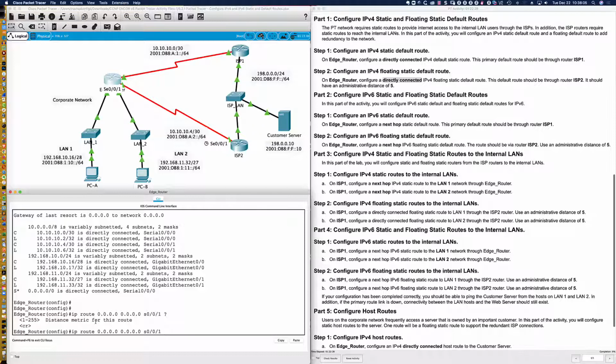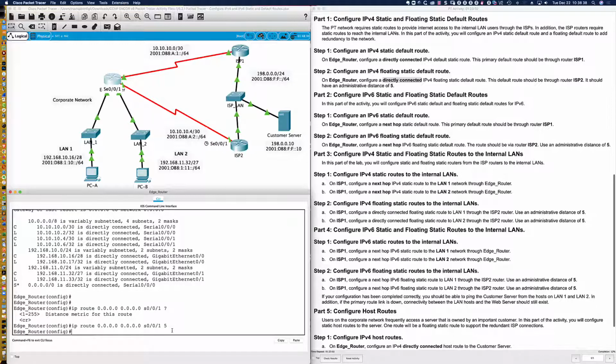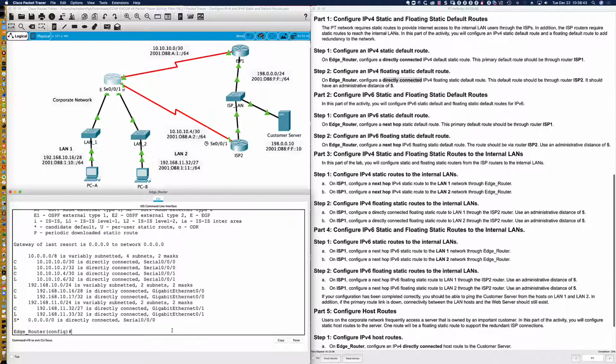And here's where we get to the administrative distance conversation. It's a floating static route because it's not going to be installed into the routing table if and until the serial 0/0/0 interface, where our first directly connected default static route is operating, goes down. If this interface goes down, then this static route with a higher administrative distance of 5 would be installed into the routing table. So let's do show ip route. And you'll notice there's only one static default route in the RIB, the routing information base. And it's the first one because it has a lower administrative distance, directly connected, than the administrative distance of 5 that we just put on that route.